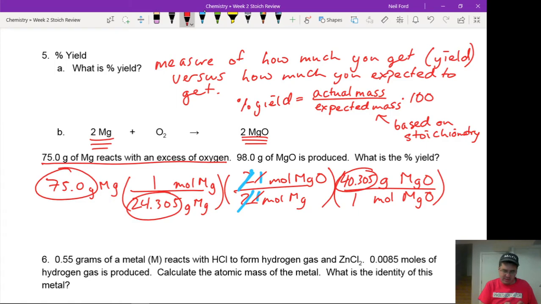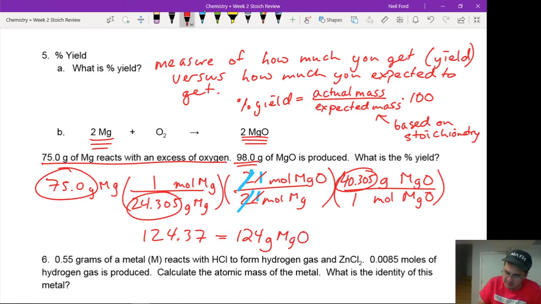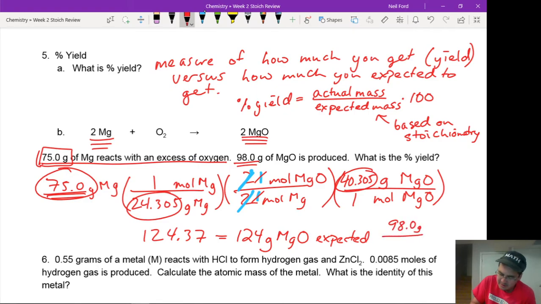times 40.305. I get 124.37, which again, I think everything in here has been 3 sig figs so far, so 124 grams of MgO expected. Oops, and I guess I should be basing it off 75 grams, not the 98, but anyways, it still has 3 sig figs.